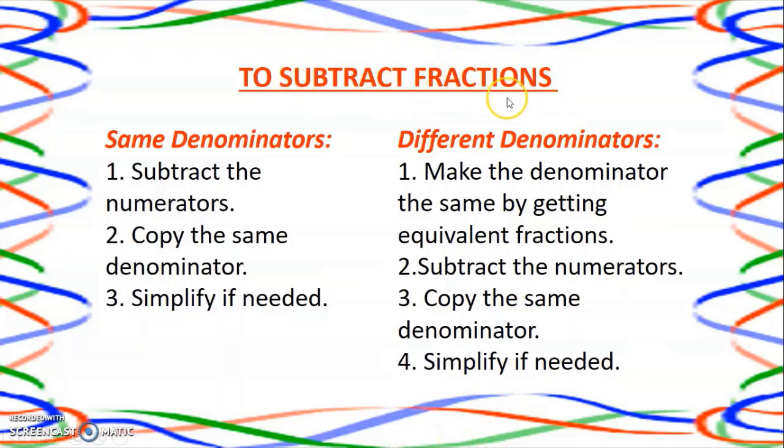To subtract fractions with the same denominators, subtract the numerators, copy the same denominator, and simplify if needed. For different denominators, first, make the denominator the same by getting equivalent fractions. Second, subtract the numerators, then copy the same denominator, and last, simplify if needed.